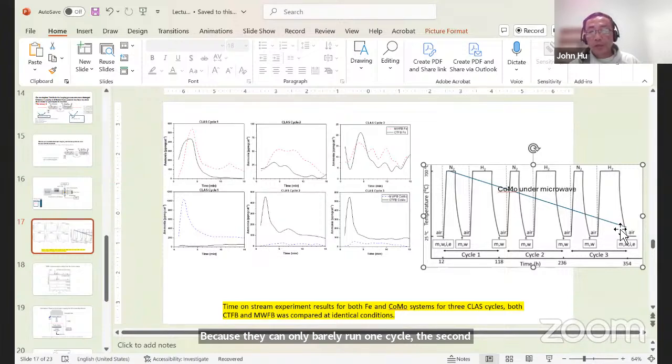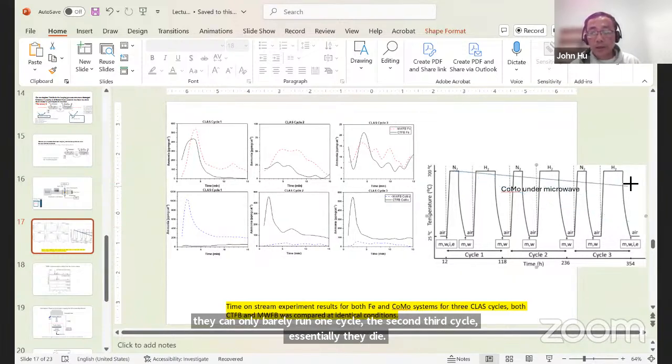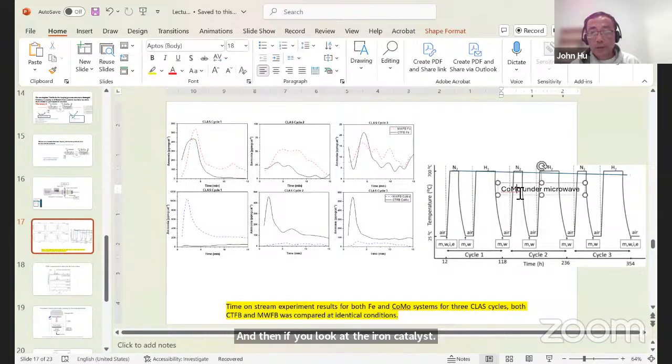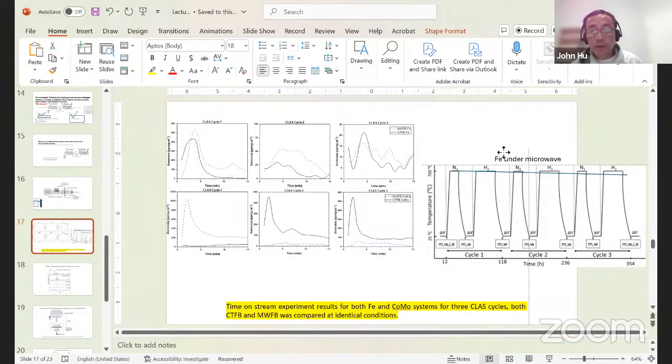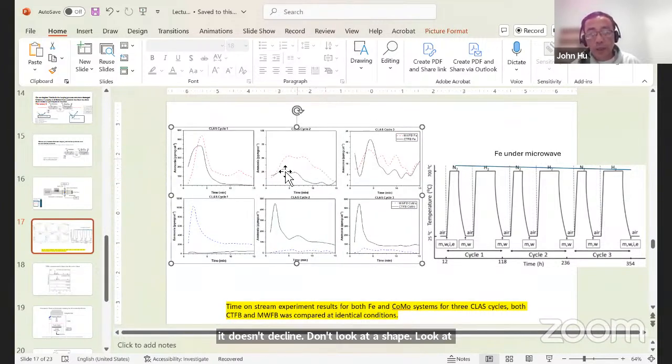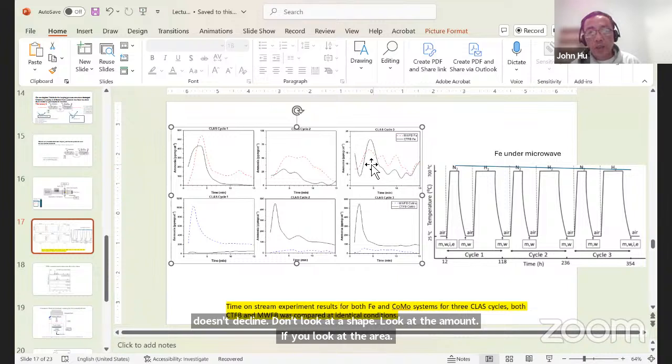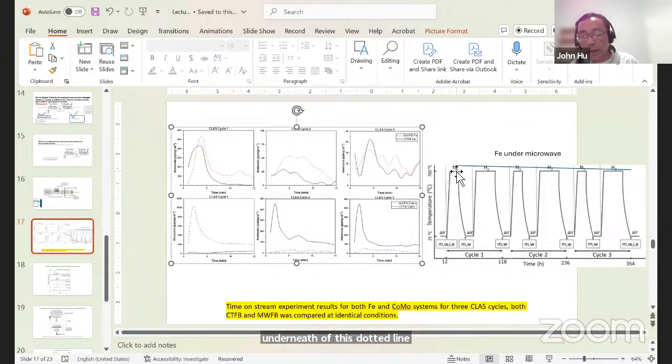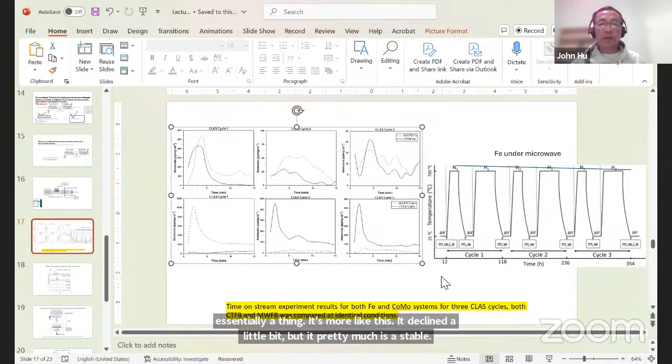And then if you look at the iron catalyst, iron under microwave is more like this, right? It doesn't decline. Don't look at the shape, look at the amount. If you look at the area underneath the dashed line, it's essentially the same. It declined a little bit, but it pretty much is stable. It's the iron under microwave. Make sense? This red line.